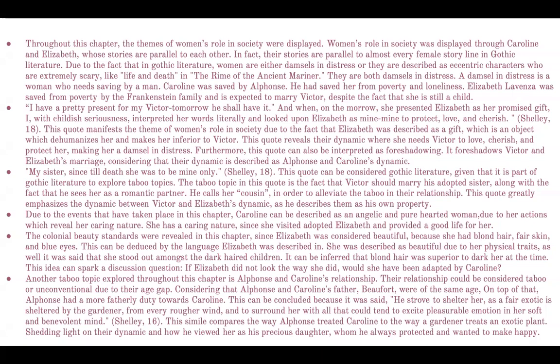Furthermore, this quote can be interpreted as foreshadowing. It foreshadows the fact that Elizabeth and Victor shall get married, because their dynamic is really close to Alphonse and Caroline, because the male is saving the female. The female is a damsel in distress who is in need of a savior. Now, the next quote: "my sister, since till death, she was to be only mine."